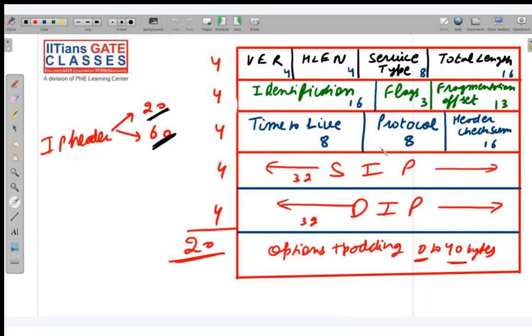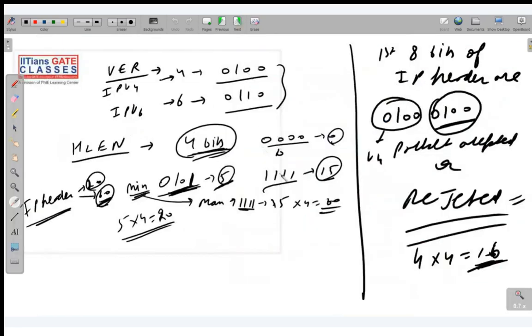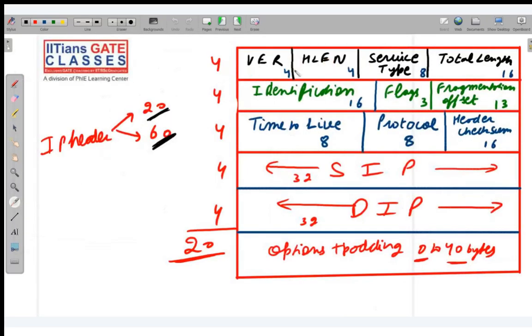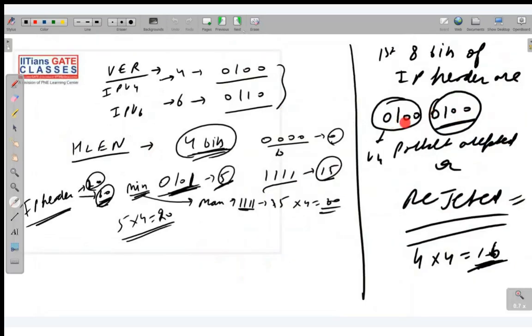Directly they will ask the identification field is of how many bits. Directly they will ask total length, time to live field is of how many bits. Header checksum is of how many bits. Like this they will ask. So very important, and they are free marks, one mark questions, many times they have been asked. To answer this question we know this header properly, because first 4 bits are version, next 4 bits are header length. That's why we divided into 4 and answered this question.